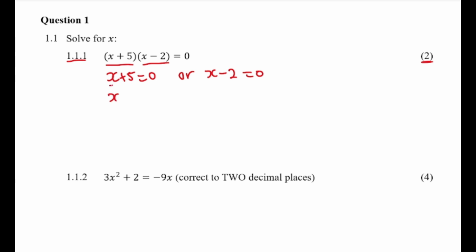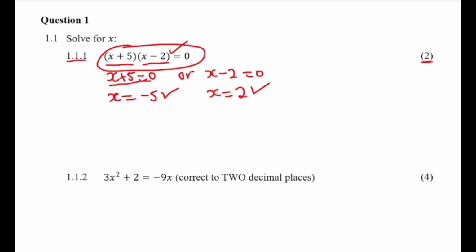Then when we solve the first equation, we get x is equal to negative 5. We get a mark for that. And then we also get x is equal to 2. We get the second mark for that. So if you check, this one is already factorized. There's no need to expand. If you expand and get the standard form, after factorization, we'll come back to this.